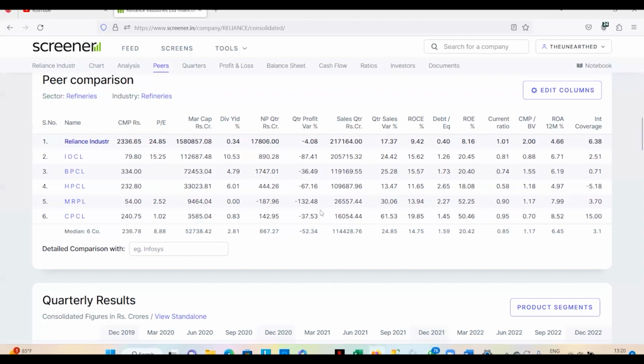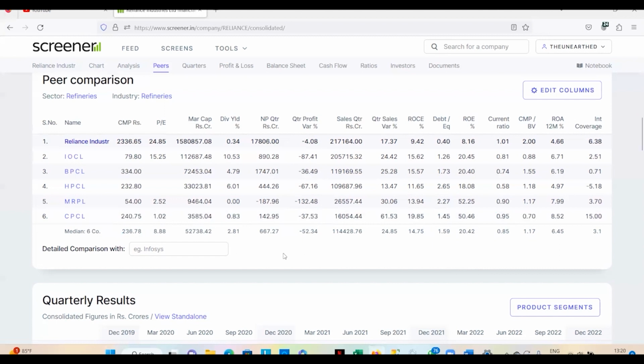Look at profit growth, negative 132%, while Reliance is only down 4%. So we have to look at everything, of course, including return on capital. That way CPCL quite looks better than Reliance Industries. But for some reason, it could be good.